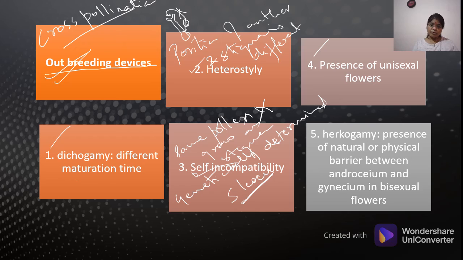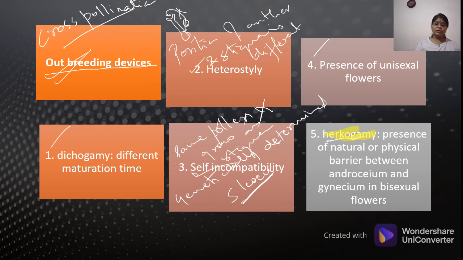Now there is another feature of outbreeding devices, hercogamy. In hercogamy, you can see there is a natural or physical barrier between the androecium and the gynoecium. Therefore, they cannot self-fertilize.